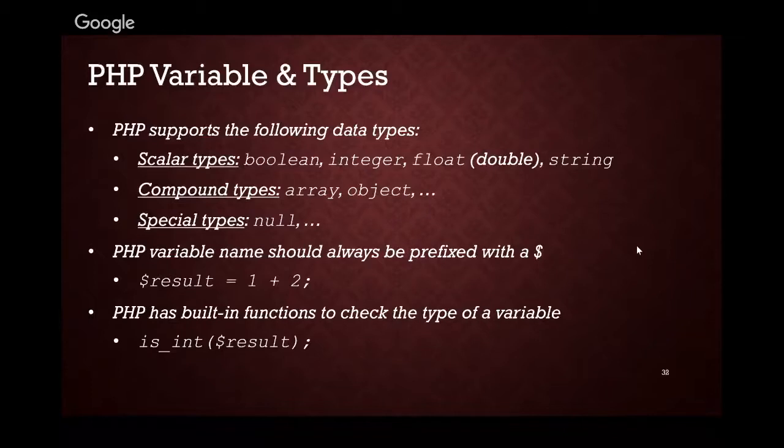An interesting thing is that in PHP, all the variable names should always be prefixed with this $ sign. If you have some background in using a command line operating system, you should know that this is similar to a bash script, which is the shell script. PHP also has built-in functions to check the type of a variable. Let's say is_int: if the result is an integer it will return true, otherwise it returns false. This will be similar, and you should be familiar with this kind of thing.